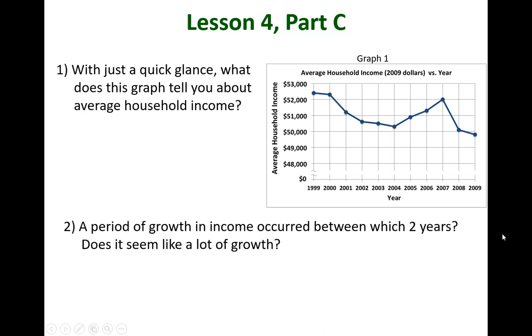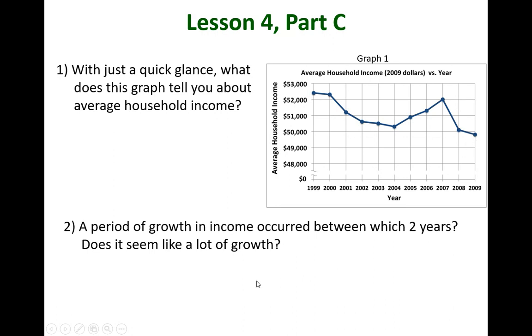It says, with just a quick glance, what does this graph tell you about the average household income? Well, you can see that it varied, and if we look really closely, we can see that the highest it ever was in 2009 dollars was back in 1999, where it was between $52,000 and $53,000. The lowest actually occurred in 2009, where it's a little less than $50,000.